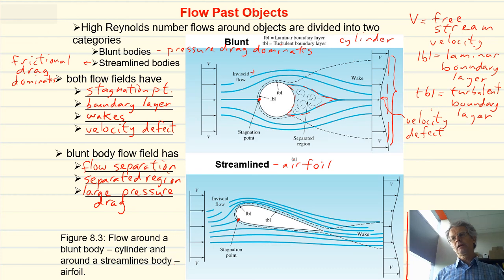The ultimate streamlined object would be created if we took this airfoil and we squished it into a thin flat plate. Okay? And I guess you could say the ultimate blunt object would actually be, well, a cylinder is actually pretty blunt, but if we squished it into a plate that was perpendicular to the flow, okay, then there's no frictional drag generated in the direction of flow, only a big pressure drag. And for a flat plate that's aligned with the flow, there's no pressure drag, only the frictional drag, okay?